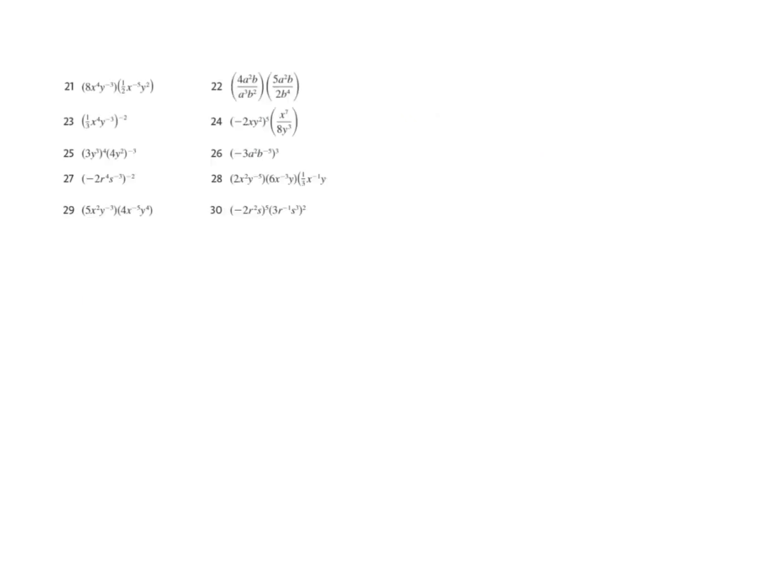Number 21, we're just going to keep going with these because they're complex, and you need to be good at these. So 21, 8x to the 4th, y to the negative 3, and you have 1/2 x to the negative 5, y squared. I didn't put parentheses on here because there's nothing on the outside of the parentheses that has to be taken care of. So if there's nothing there, they're just ones on the outside. You don't need the parentheses as long as it's all multiplication inside.